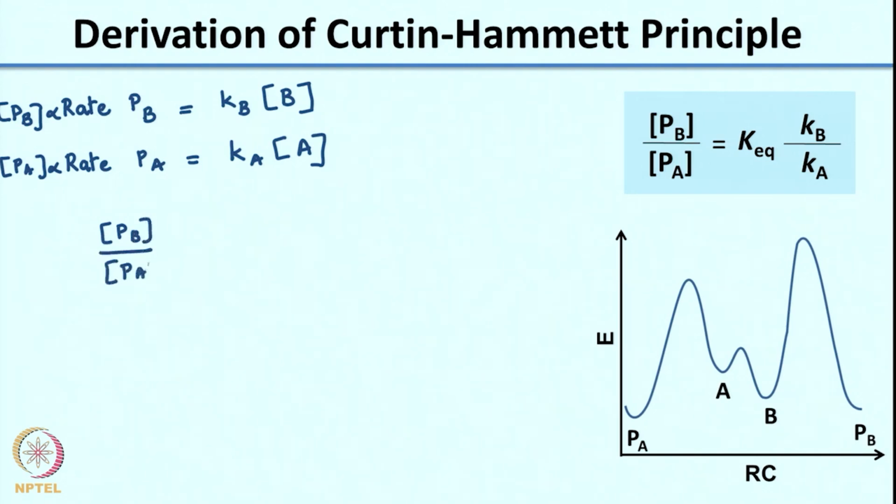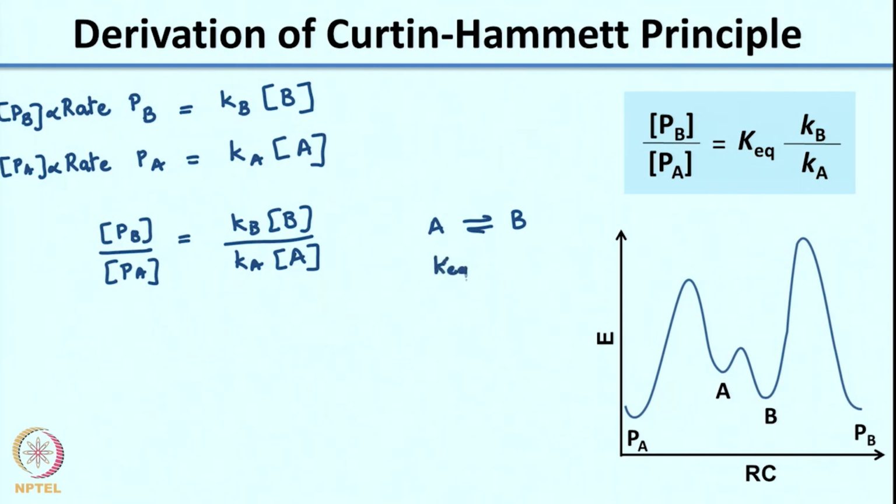concentration of Pb over concentration of Pa would be equal to Kb into B divided by Ka into A. So, now based on your understanding of basic thermodynamics, if you look at the interconversion of A, which is in equilibrium, going to B, the equilibrium constant K would be equal to concentration of B over concentration of A. So, in this case this equation reduces to Kb over Ka into K equilibrium. Remember always that capital K stands for the equilibrium constant, whereas the small k's stand for the rate constants. So, this is how the Curtin-Hammett principle is arrived at.